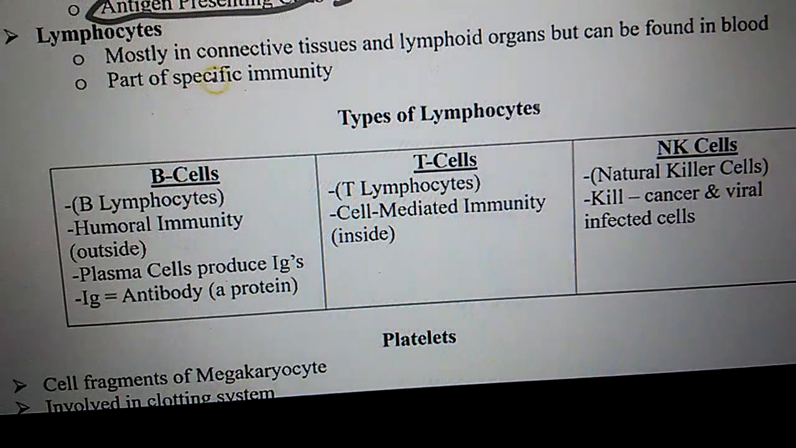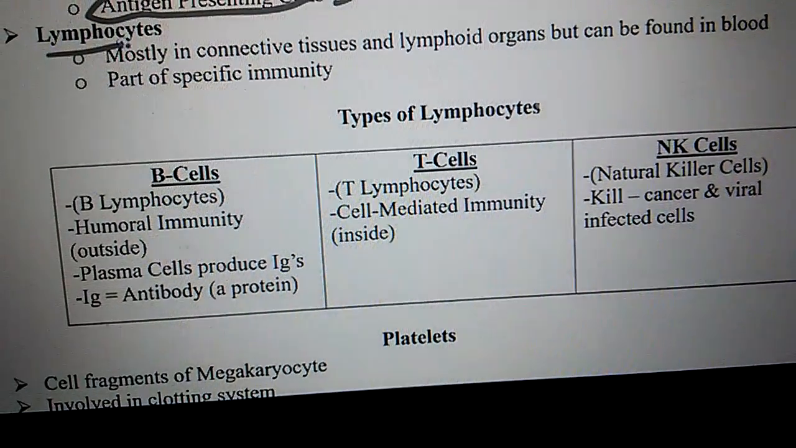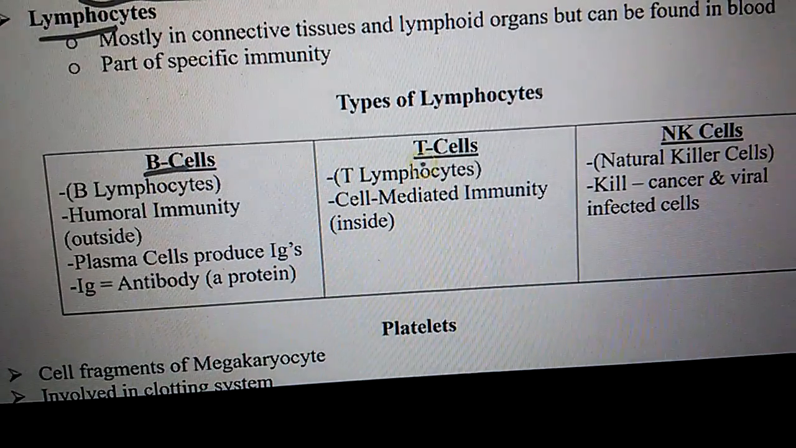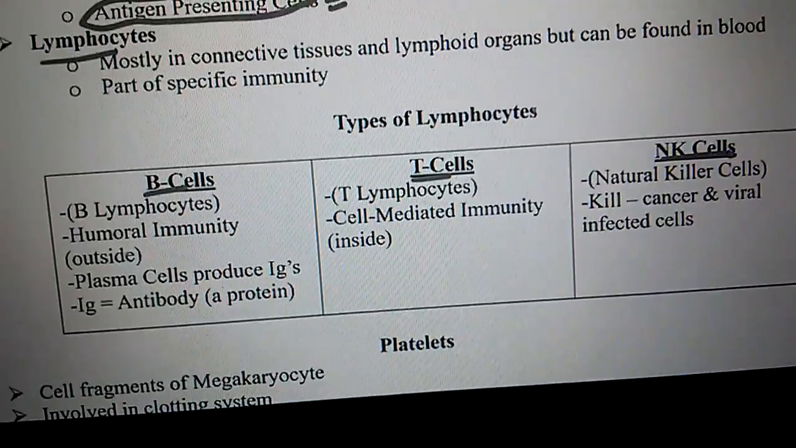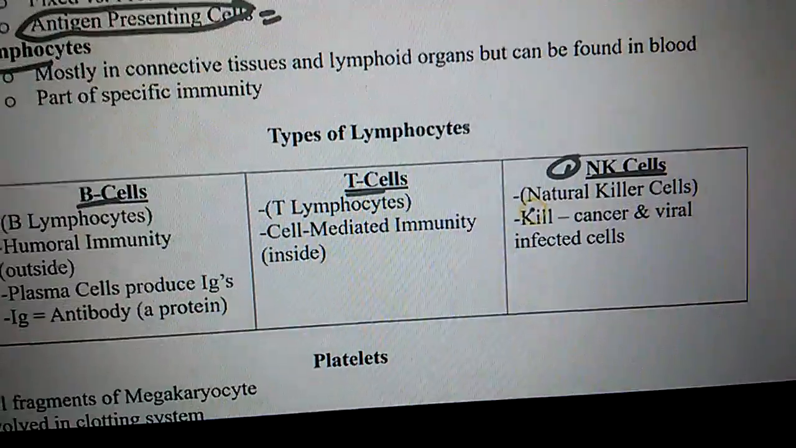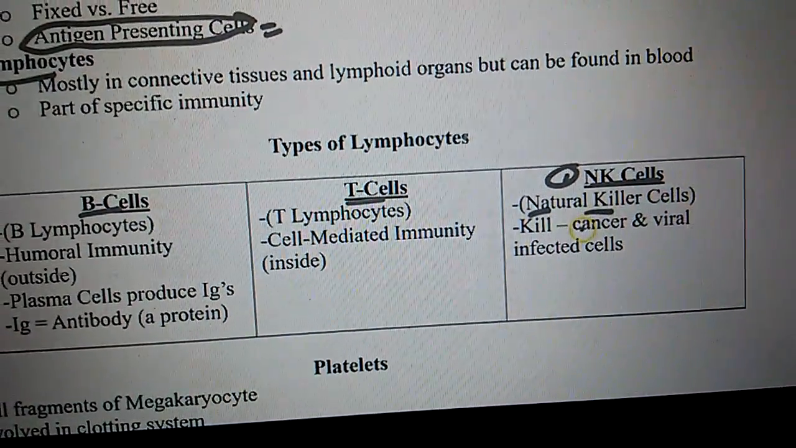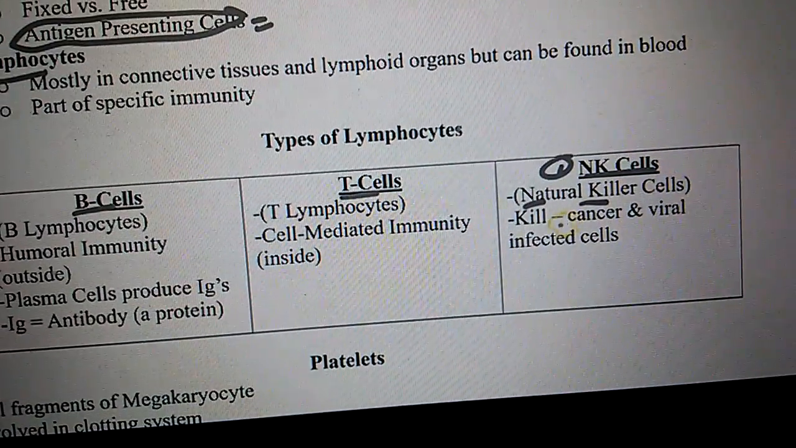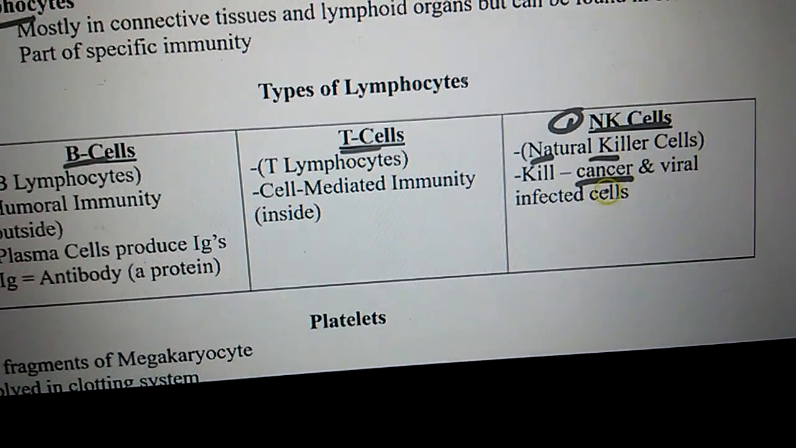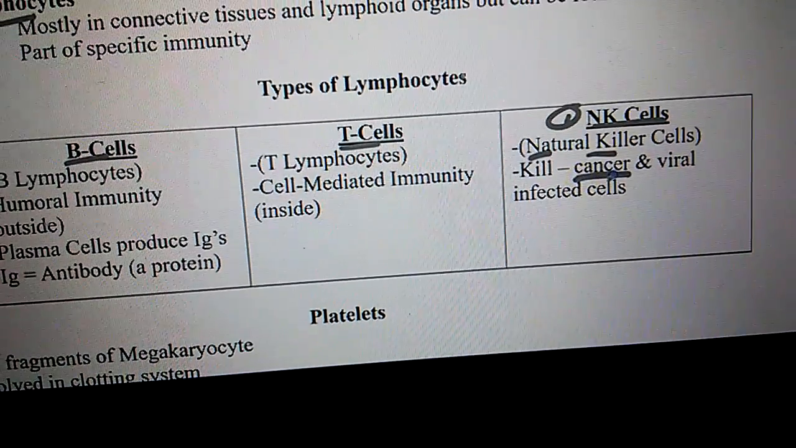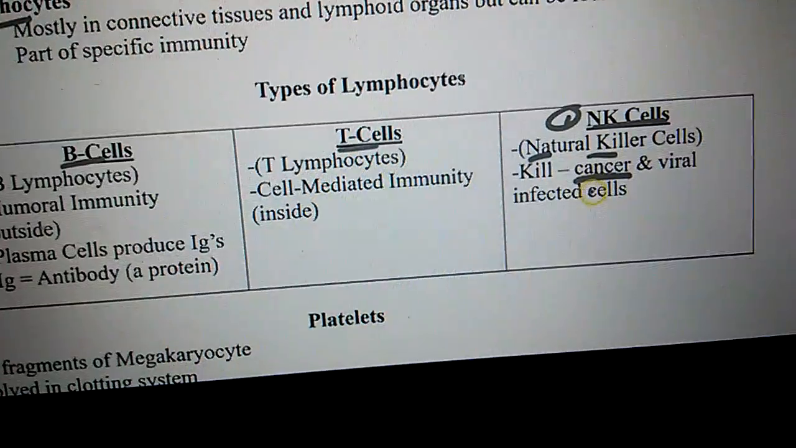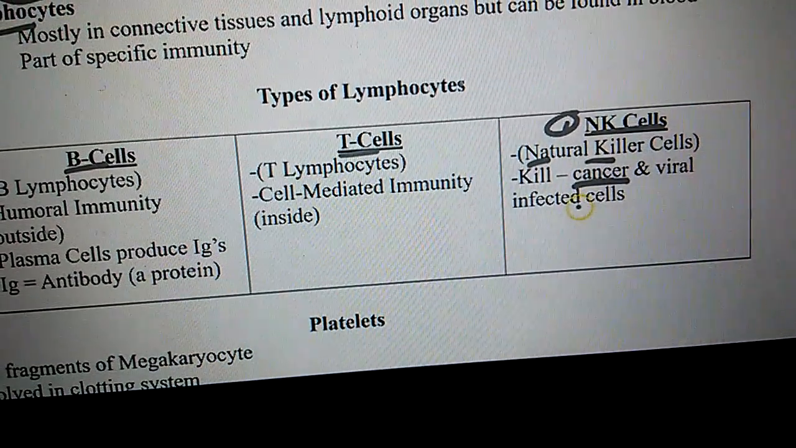How many types of lymphocytes do we have? Three: B cells, T cells, and NK cells. I always like to start with NK cells because they're kind of the easiest. What does NK stand for? Natural killer. What cells are responsible for killing cancer cells? NK cells. Now guys, T cells help with cancer as well, so it's both NK and T cells.